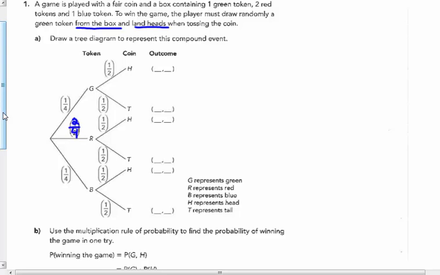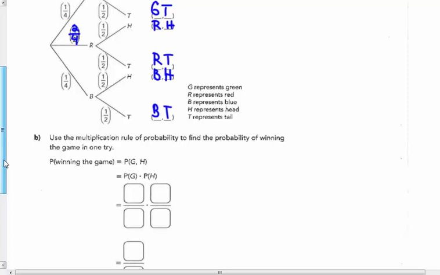So you could get green and heads, or green and tails. You could get red and heads, or red and tails. You can get blue with heads, or blue with tails. Use the multiplication rule of probability to find the probability of winning the game in one try.